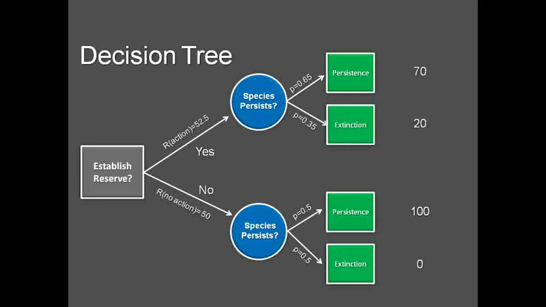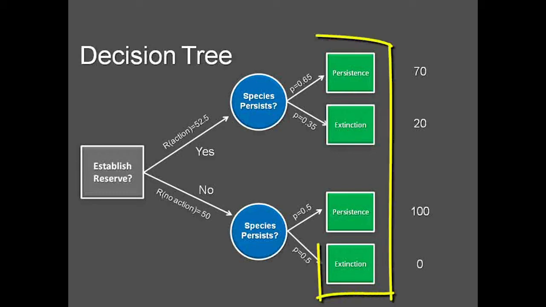Imagine a situation where we're interested in whether or not we should establish a reserve. So the decision problem is whether or not to establish a reserve. We make that decision when the species is extant. Once we establish the reserve, the population may go extinct or it may persist. So there are 4 different outcomes.